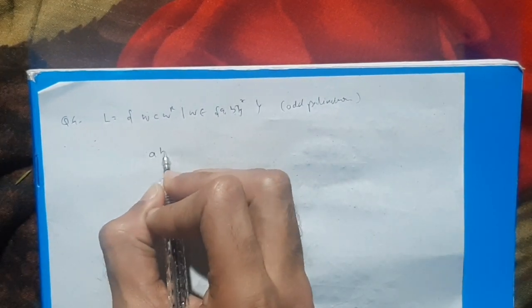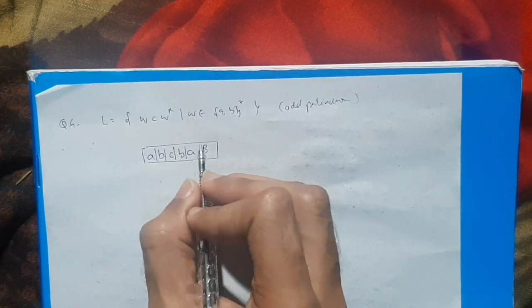W can be any combination of A's and B's, so I'll take AB, and after that we have C, and after that the palindrome of AB, which is BA. So how we will approach this question is that here we'll have a blank space here. So the same approach, just that we have to include the C's, whatever is needed for C to be included, we will be including in the transition diagram.